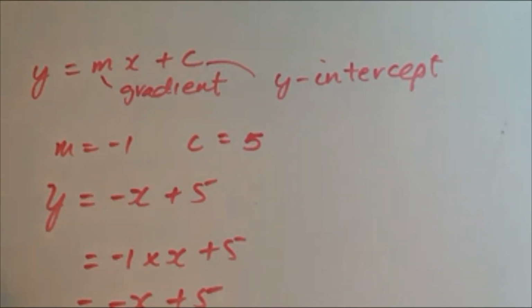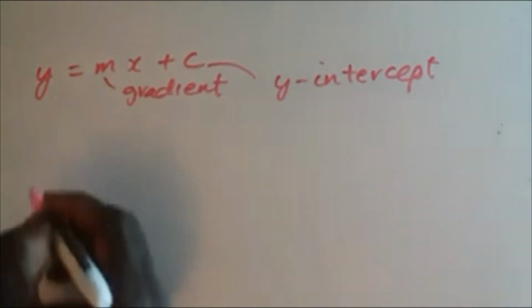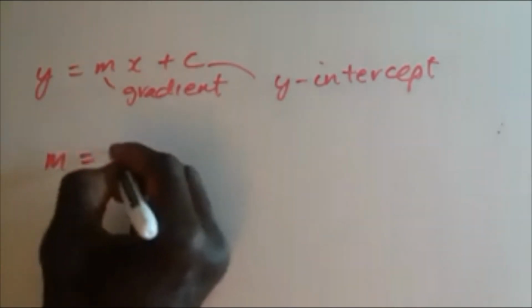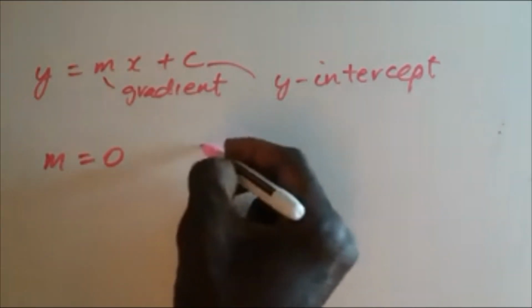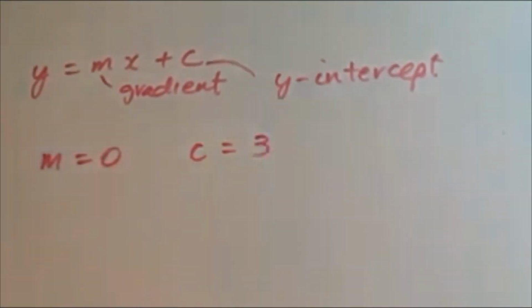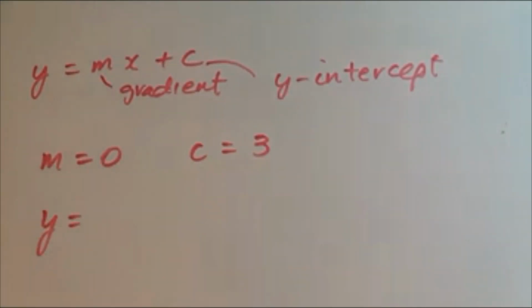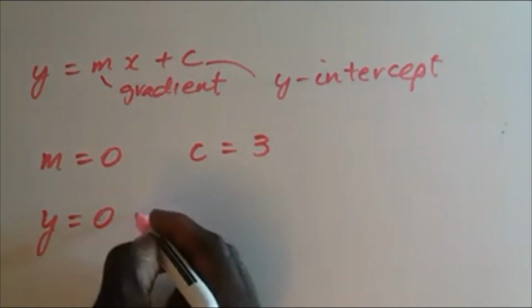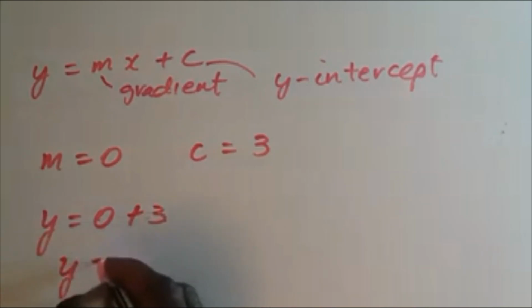And an interesting one here is, what about if we have a gradient of 0? So m is equal to 0 and the y-intercept is 3. c is equal to 3. So we have y is equal to, if our coefficient of x is 0, then 0 times x will give us 0. So we'll have 0, add 3. So the equation of the line is y is equal to 3.